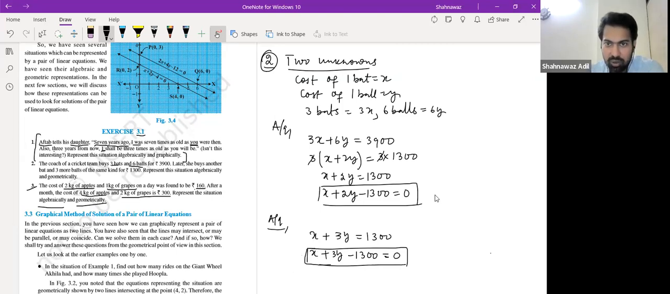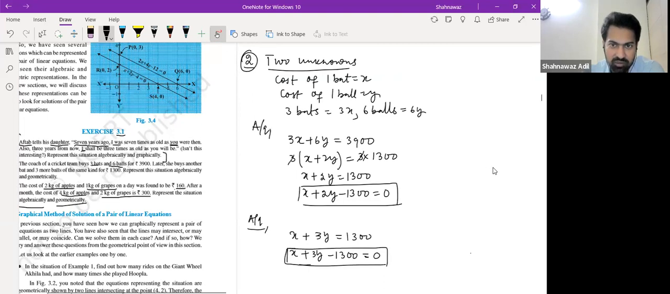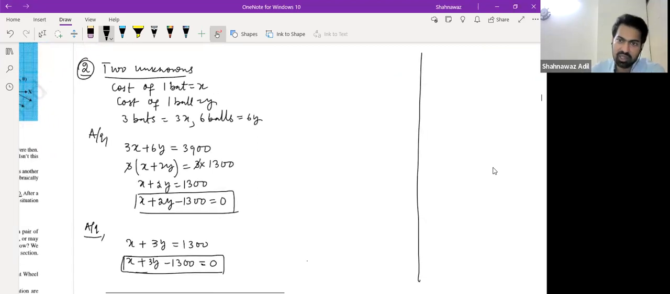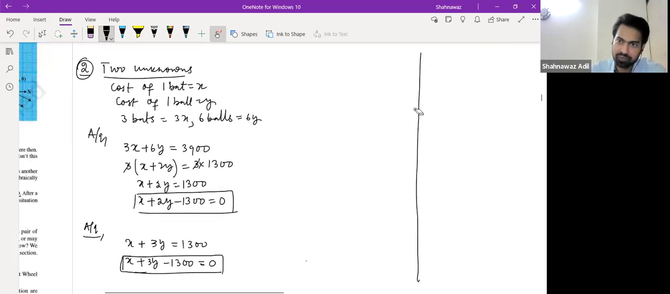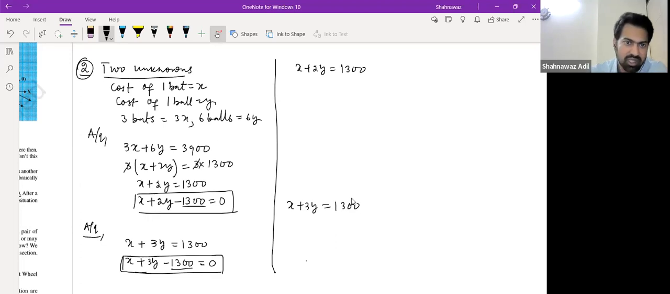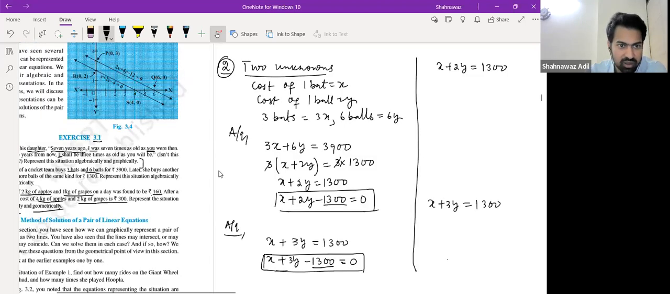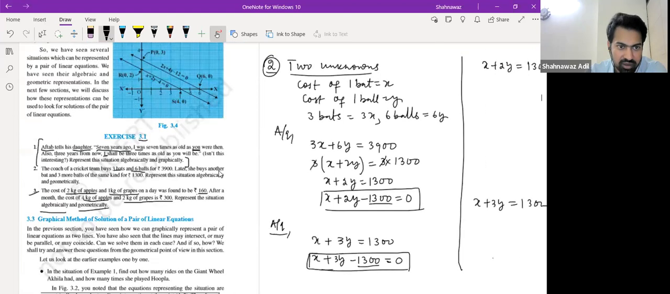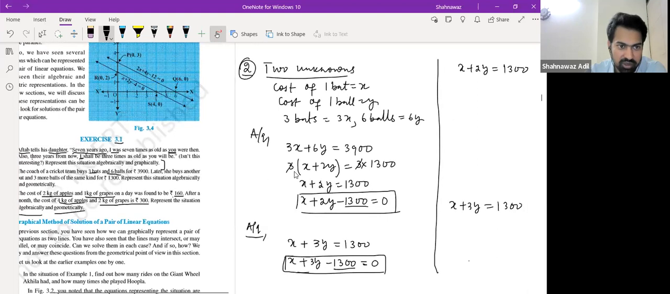So now we have to draw the graph of these equations. Any doubt in this question, Amira? So the first equation is this. You can see that these are huge numbers, so we have to take our divisions very large. So x plus 2y is 1300, and the other one is x plus 3y is 1300.